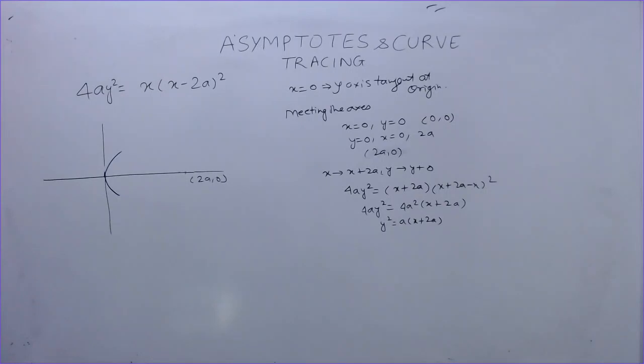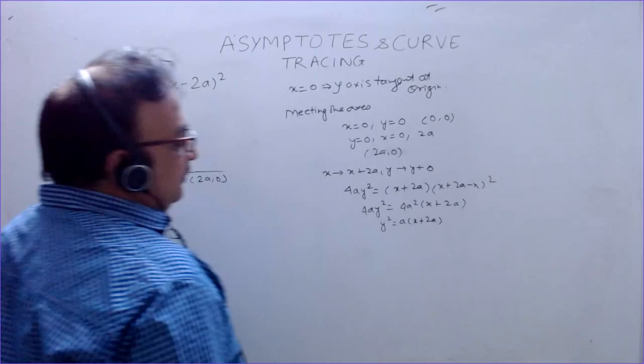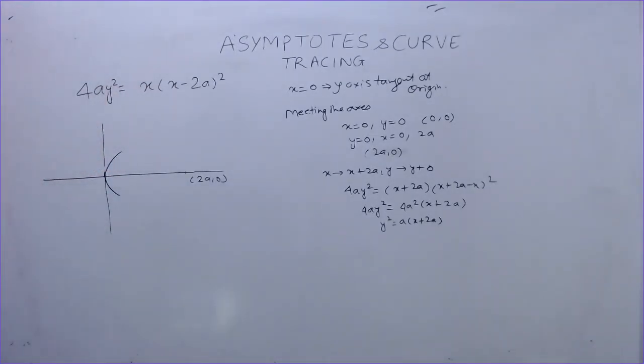So now equate the lowest degree term in the equation. What is the lowest degree term? On the side of y, we have y square as the lowest degree term. Check for x, what is the lowest degree term in x?